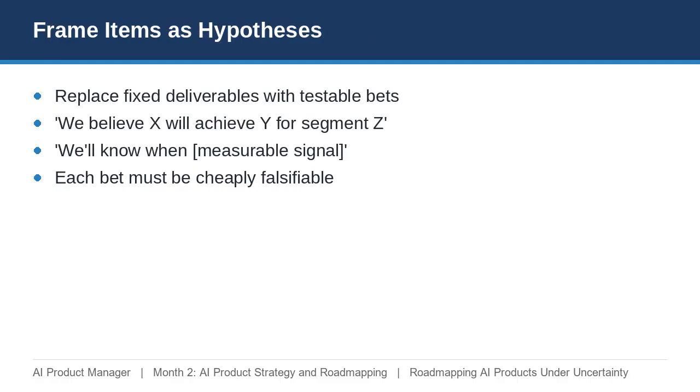Instead of listing promises, frame each roadmap item as a hypothesis. We believe a given model or feature will achieve a specific outcome for a specific user segment, and we'll know we're right when we see a measurable signal. This turns the roadmap into a sequence of bets, each of which can be proven wrong cheaply before you overinvest.